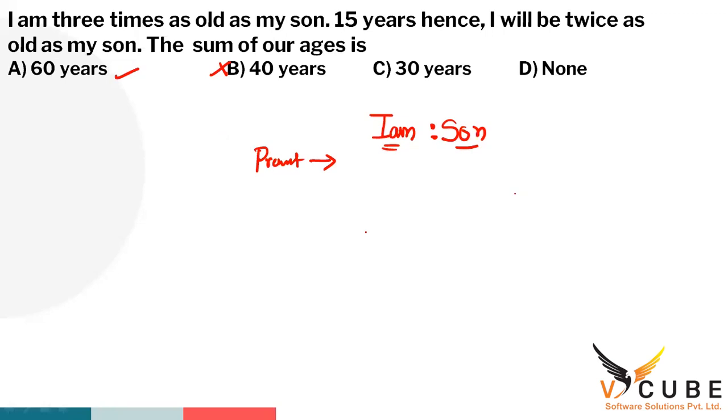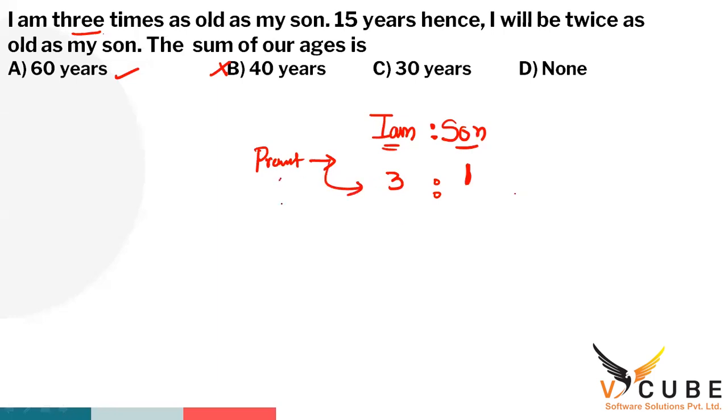If you go with the basic direct method, shortcut method, or option verification method, we'll get the answer. You can use any method, not a problem. First read the first statement. I am 3 times as old as my son. My son's age I don't know, let it be 1. I am how many times? 3 times, 1 into 3. So this is the present age.